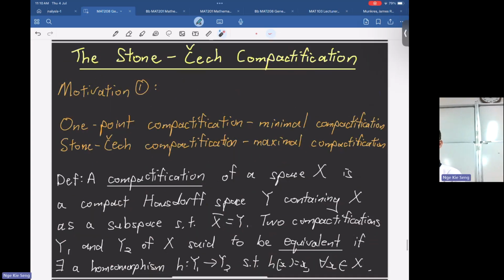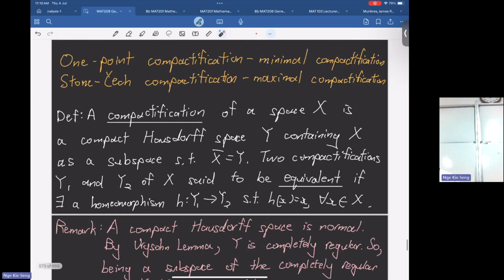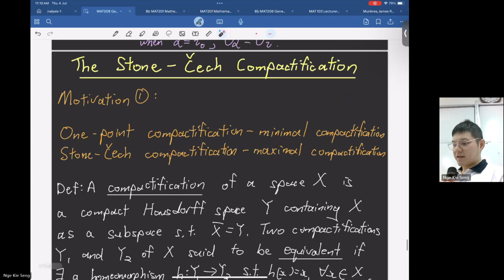We proved the Tikhonov theorem, which is every product of compact sets is compact. If an arbitrary product set is compact, then the factors are also compact. And then we introduced compactification. What is a compactification? It is a compact Hausdorff space. Hausdorff space is quite important.